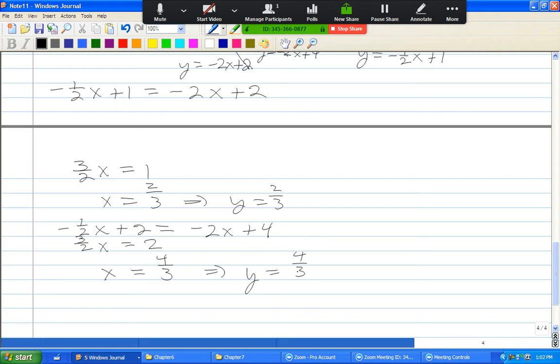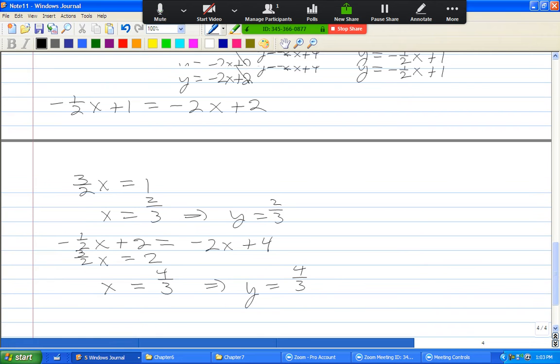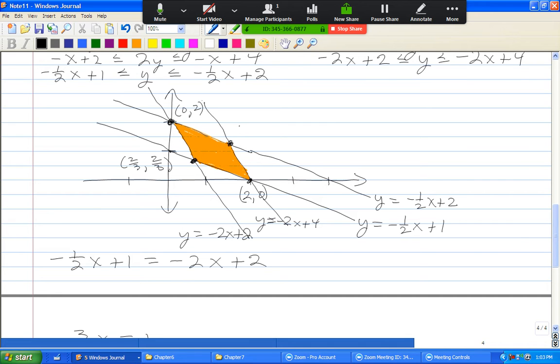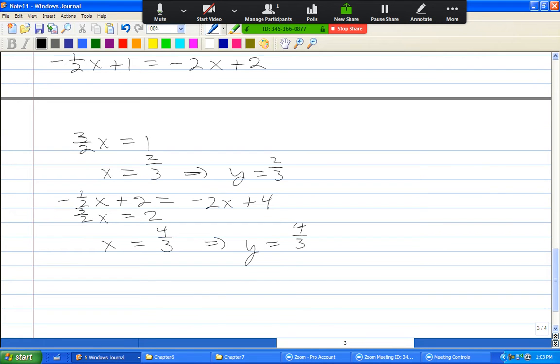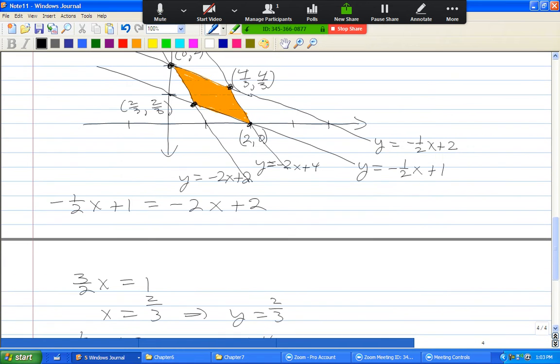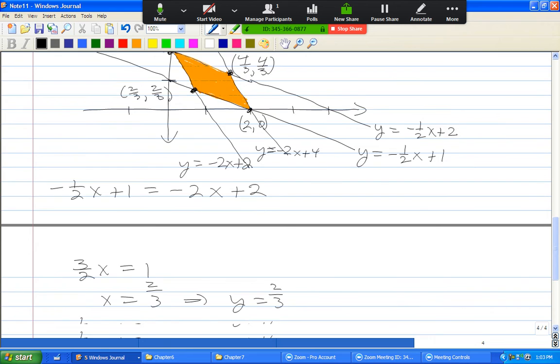And let's check if that works. So that's 12 minus 8/3, which is 4/3. Okay. And 6/3 minus 2/3 is 4/3. Okay, so this is also 4/3, 4/3. So now let's check P at 2/3, 2/3.